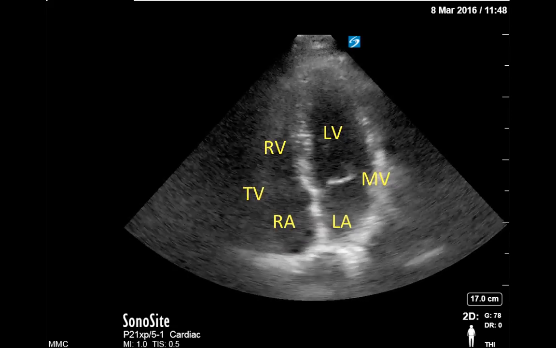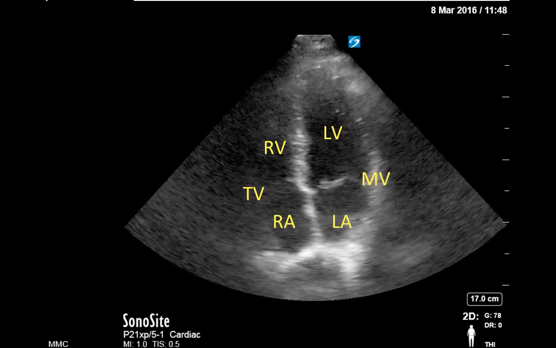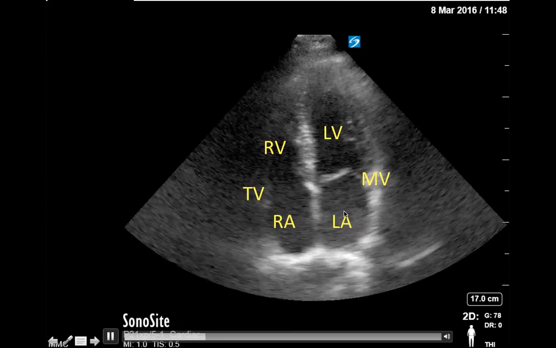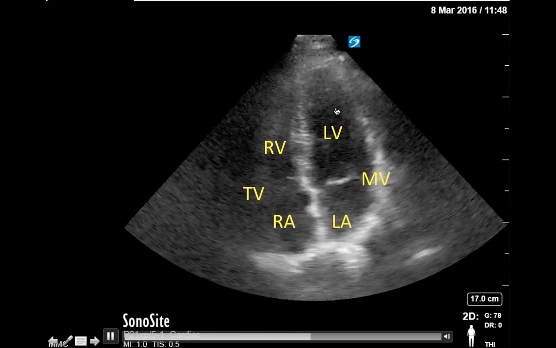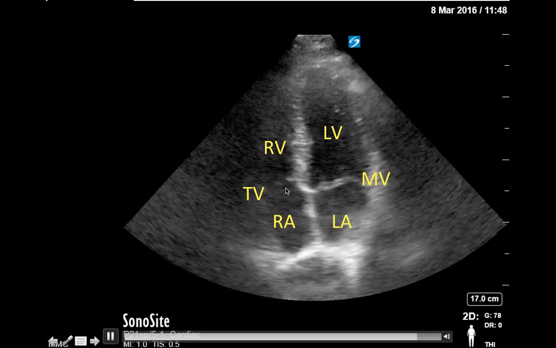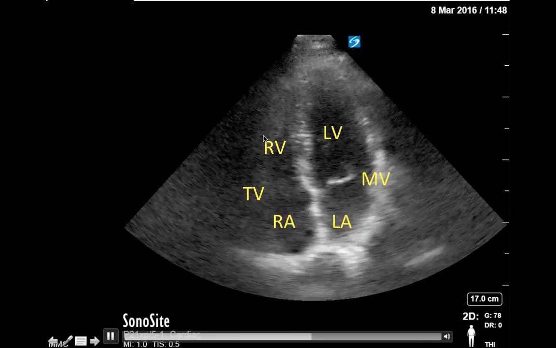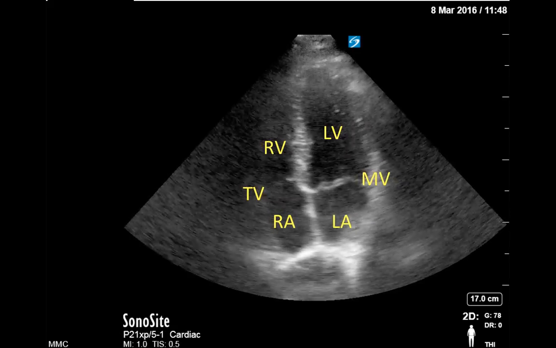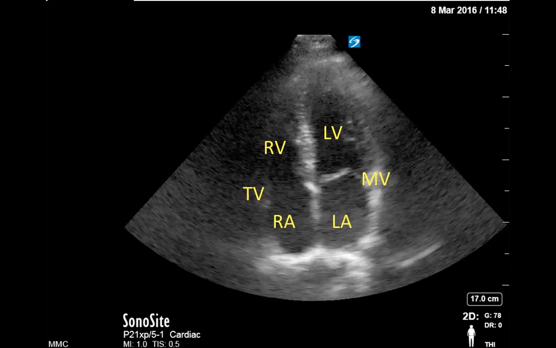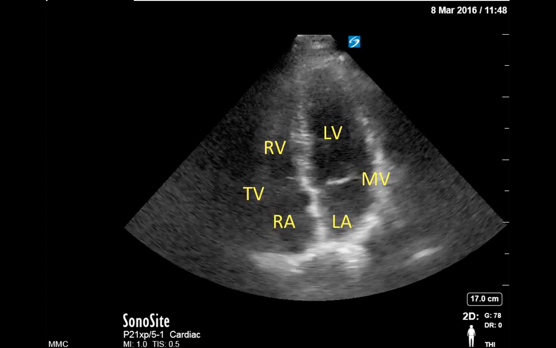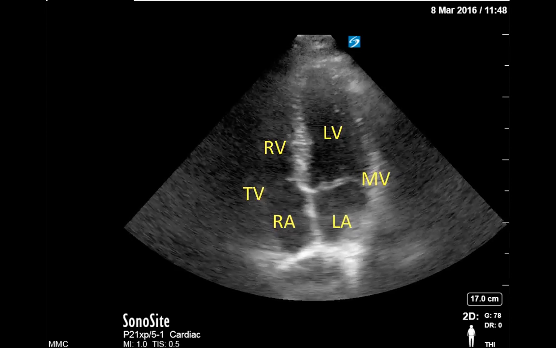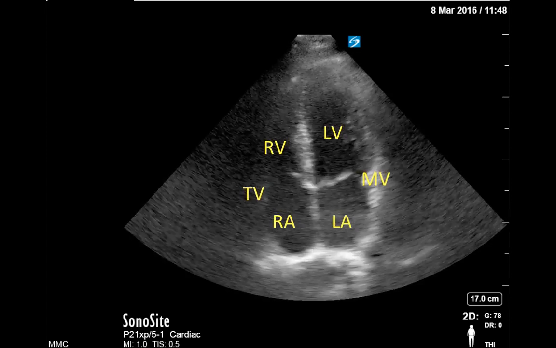This is an apical four-chamber view. This is the left atrium, mitral valve, left ventricle, right atrium, tricuspid valve, right ventricle. The size of the right ventricle should be roughly 1/2 to 2/3 that of the left ventricle. This view can be especially helpful in assessing for right heart failure acutely from pulmonary embolism.